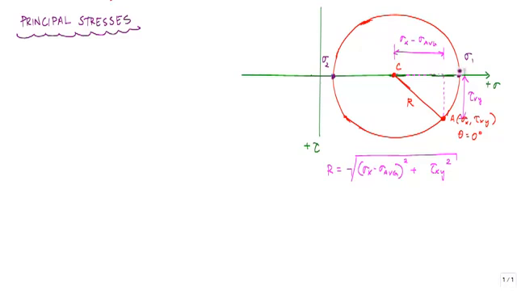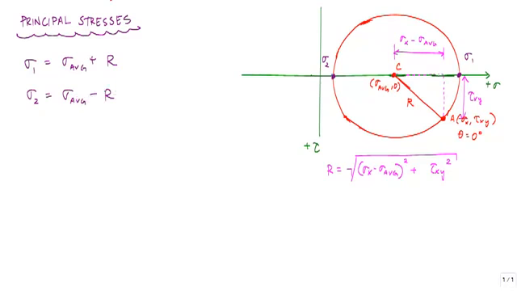And so if I want to calculate sigma 1, since I know this point C is sigma average, 0, sigma 1 is just sigma average plus the distance to that point, which is the radius of the circle. And then sigma 2 is sigma average minus the radius of the circle.